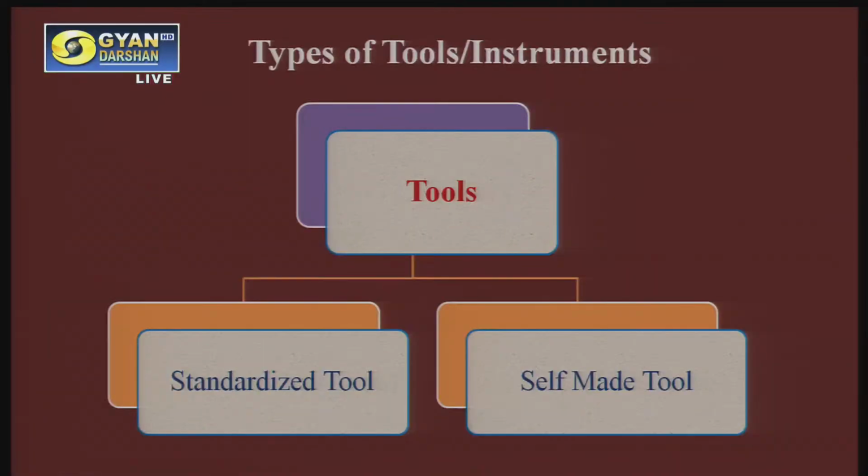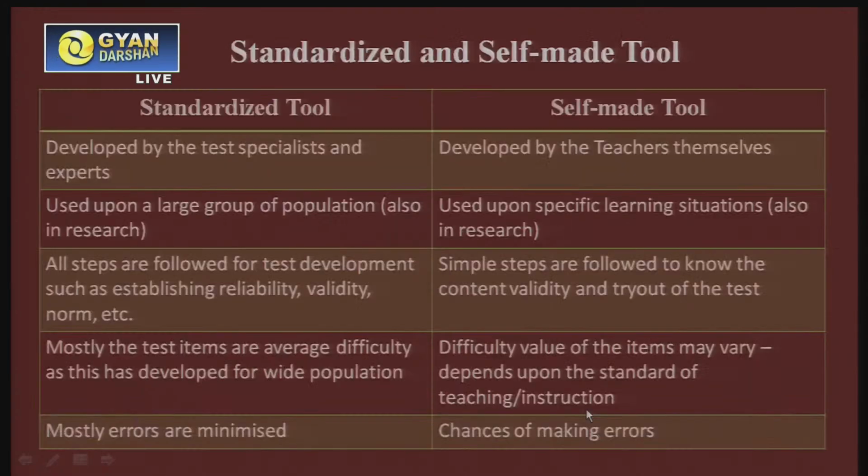Now let me go forward. After going through different sources, primary and secondary sources, let me focus upon the different types of tools that we use for doing our research. So friends, broadly I can say that there are two types of tools. One is called the standardized tool and the other is called the self-made tool. We'll try to understand the very concept of standardized tool and self-made tool.